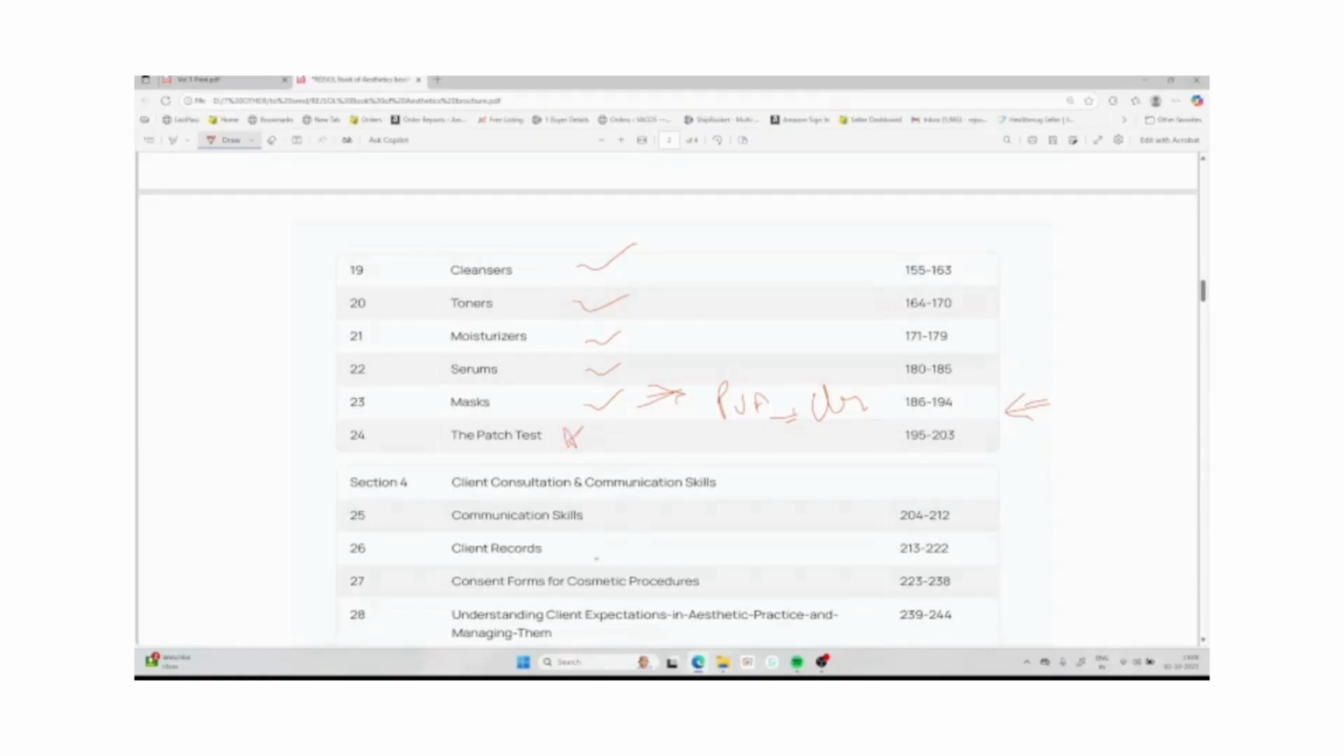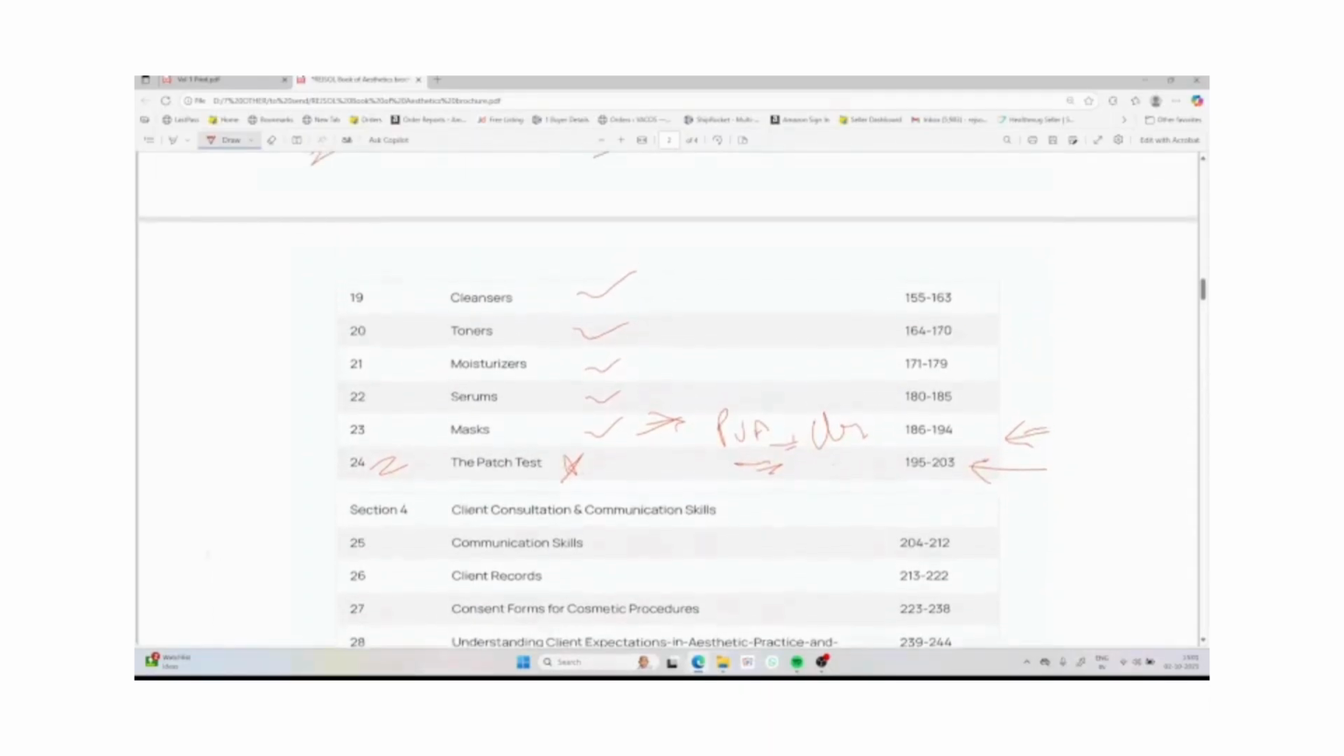And the most important, patch test. What is the patch test? How it should be done? How the result should be seen? This is very important. In most of the products, you see, do patch test first. But how should it be done? So that is discussed in this chapter number 24.